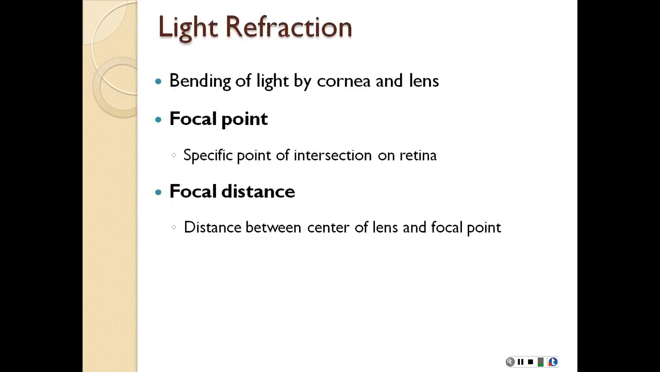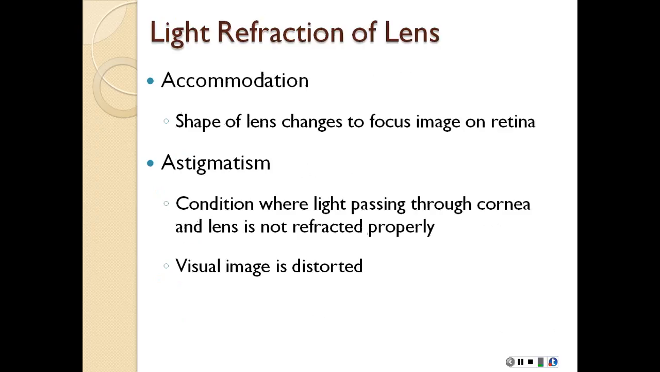Okay, there was something I skipped. I wanted to go back to accommodation, and that's one thing you need to know for the test, is how the lens changes shape in order to focus the image that we're looking at onto the retina. So accommodation is how our lens changes shape in order to focus an image on the retina.